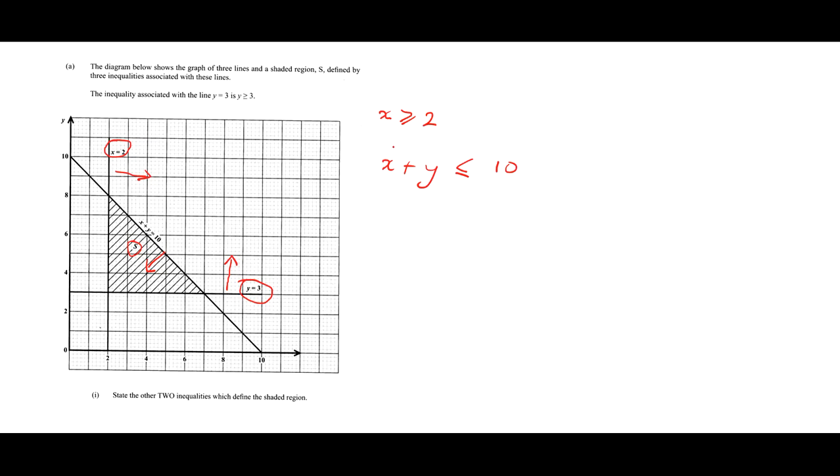Right? Whenever we have an inequality and we want to determine which direction we are shading, we just use a test point. If I choose a point that is above the line x plus y equals 10, let's say 6, 8, this point here, and I plug it into this expression, 6 plus 8 is 14. 14 is not less than 10. So therefore, the inequality we want is x plus y is less than or equal to 10. So these are the 2 inequalities we are looking for.